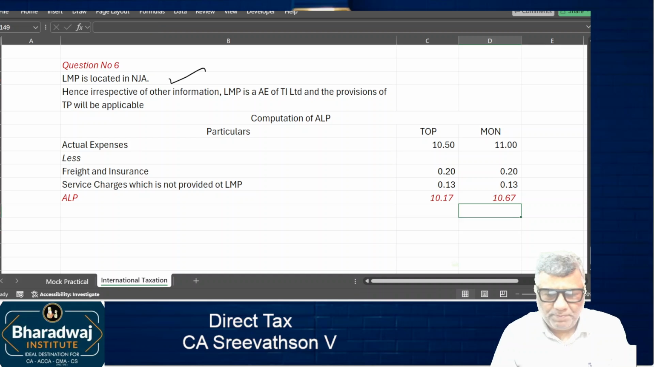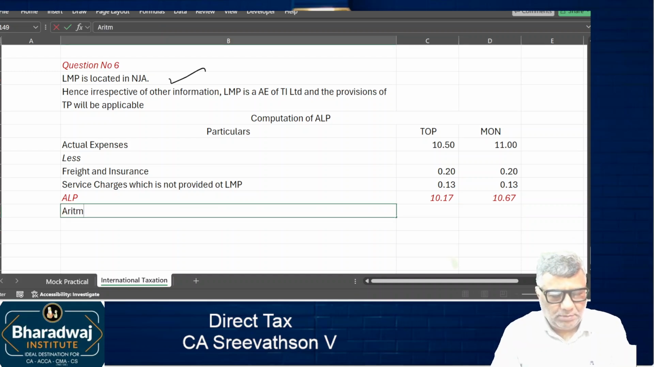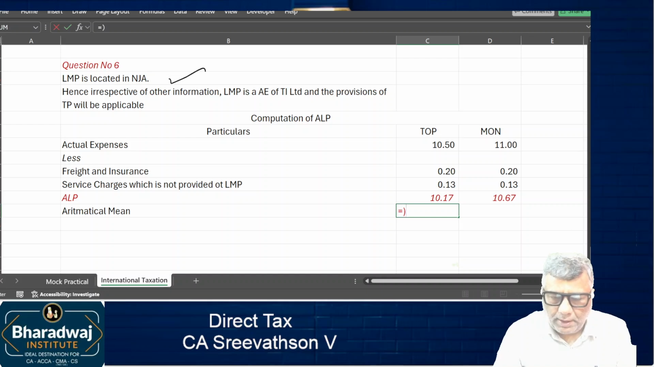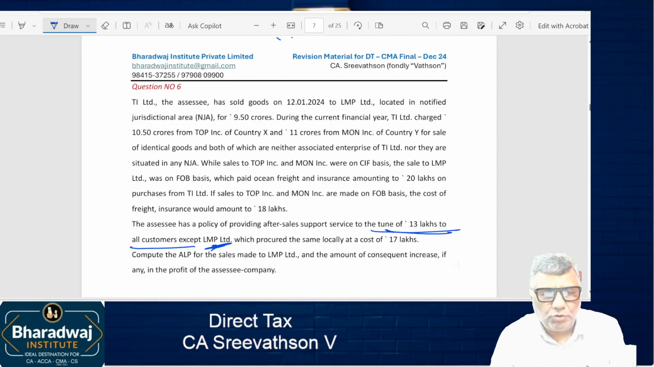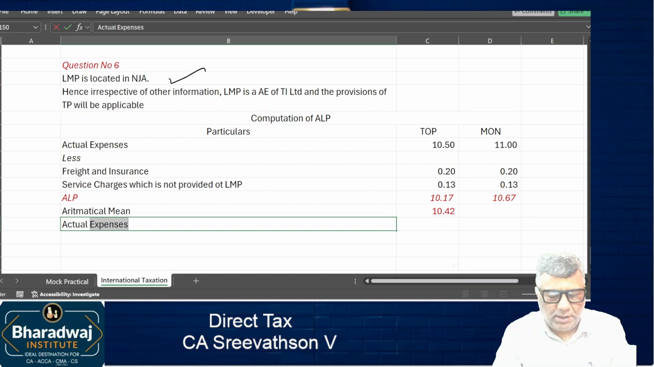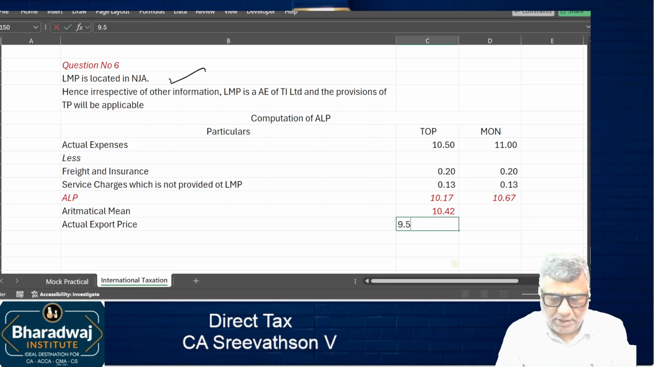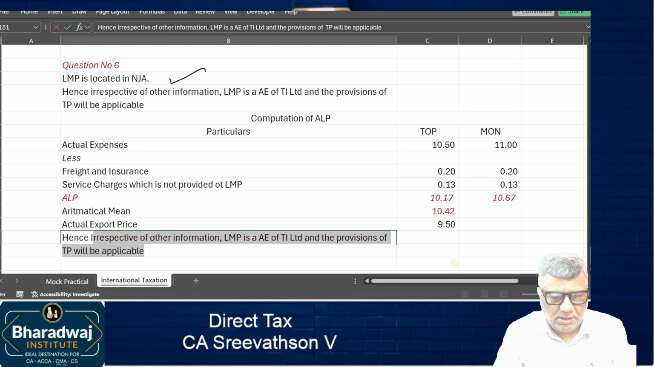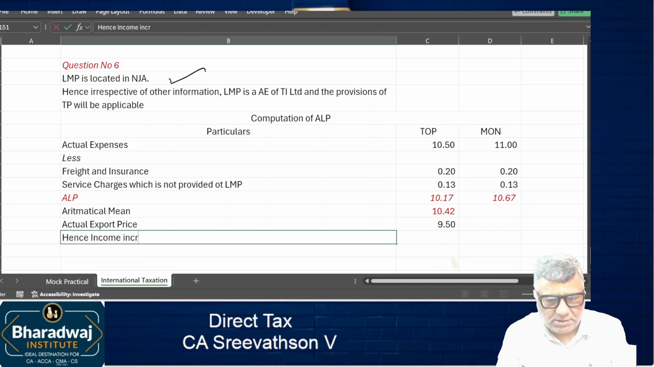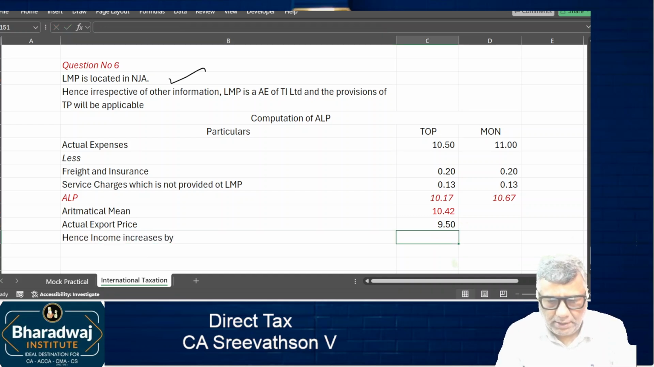Okay, so arithmetical mean: 10.17 plus 10.67 divided by 2, 10.42. Actual export price 9.50. Hence, income increases by the difference. Please make this change alone.